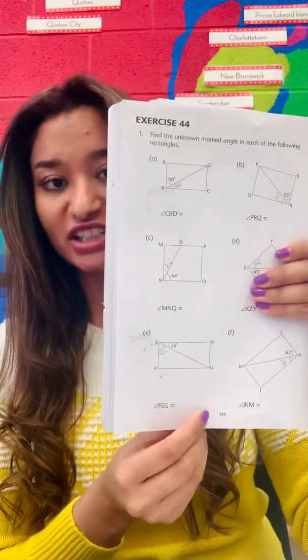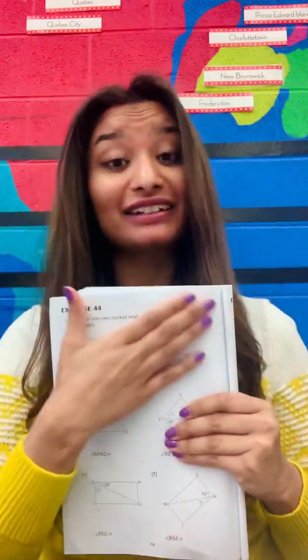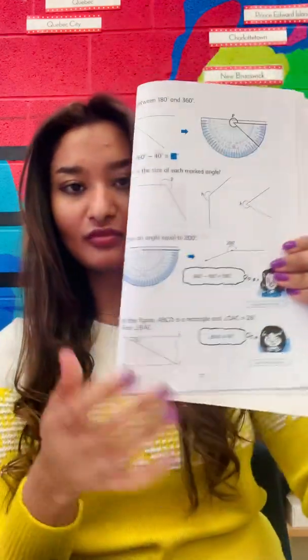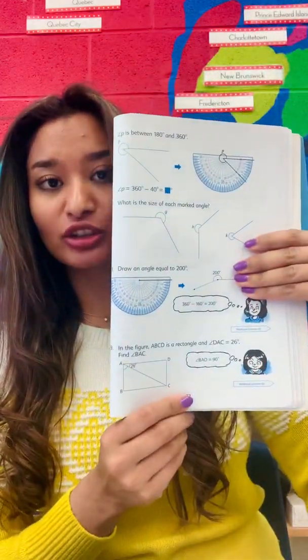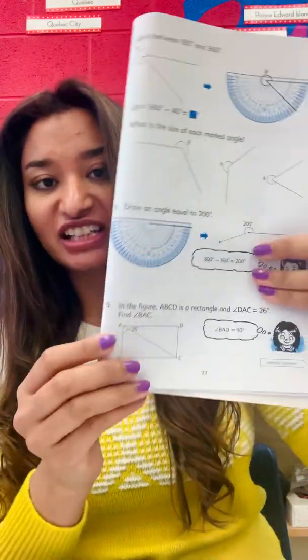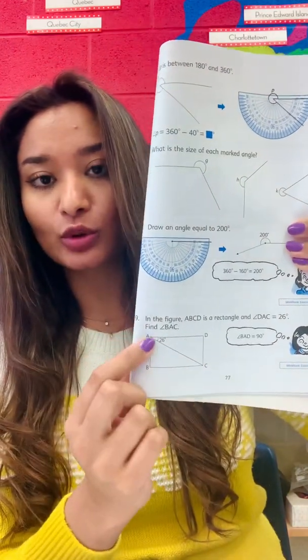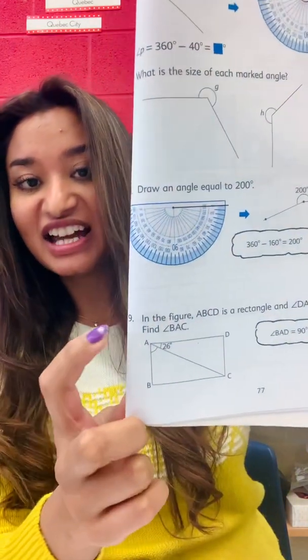This exercise is on page 114 in your workbooks, and it is just a one page exercise. In your textbooks, you are following page 77. This is the page you're looking at. For this exercise, exercise 44, all you need to do is follow question or task 9.